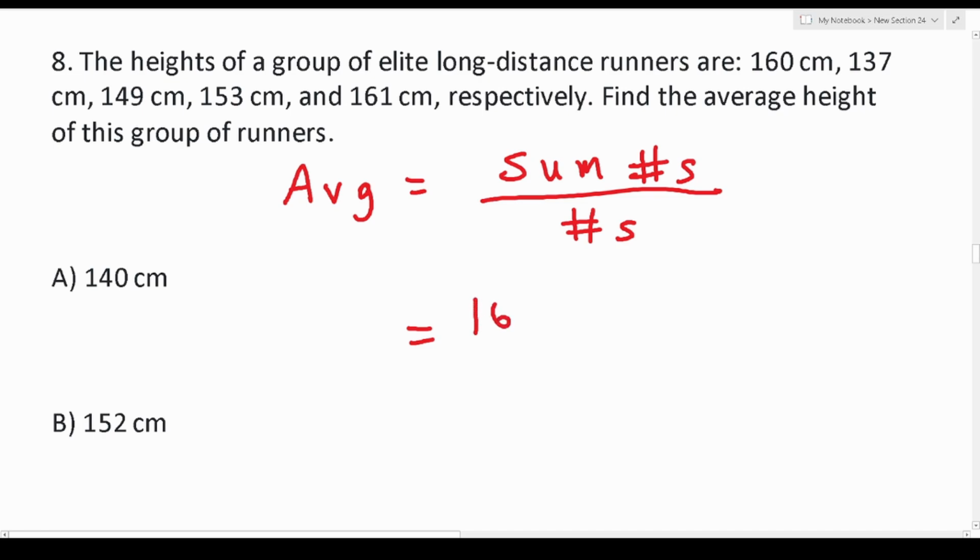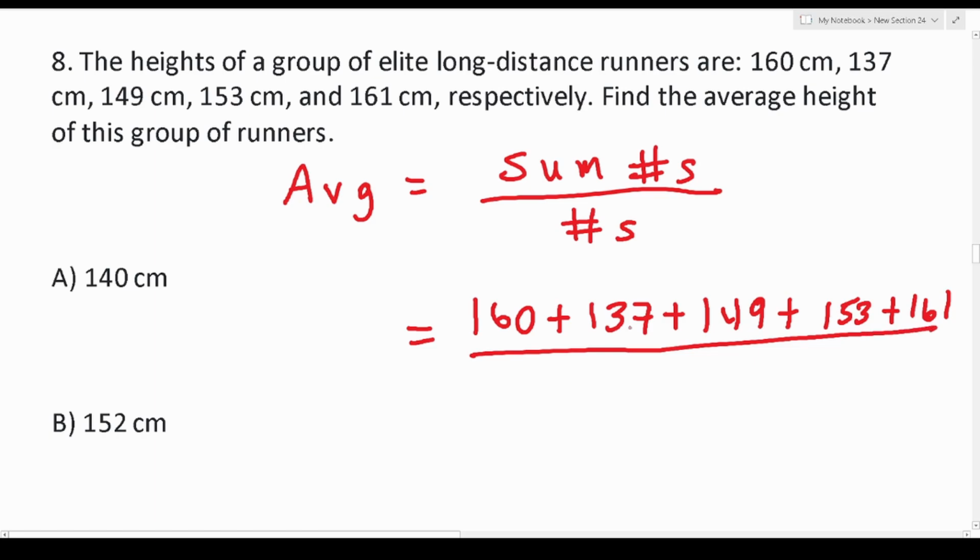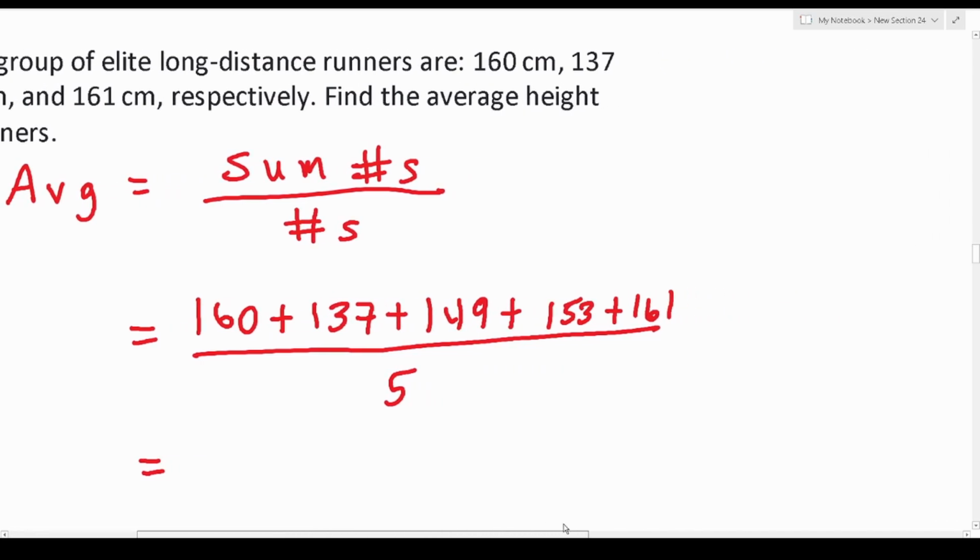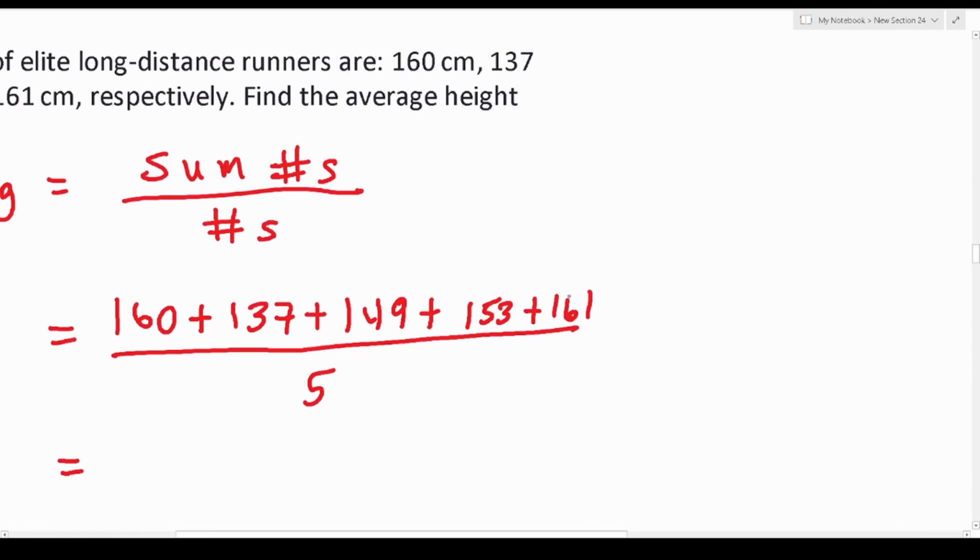We're going to take 160 plus 137 plus 149 plus 153 plus 161. And we're going to divide that by how many numbers there are. There are 1, 2, 3, 4, 5 of them. Okay? So, so as not to make any simple mistakes, I'm going to add these vertically. So that's going to look like this.